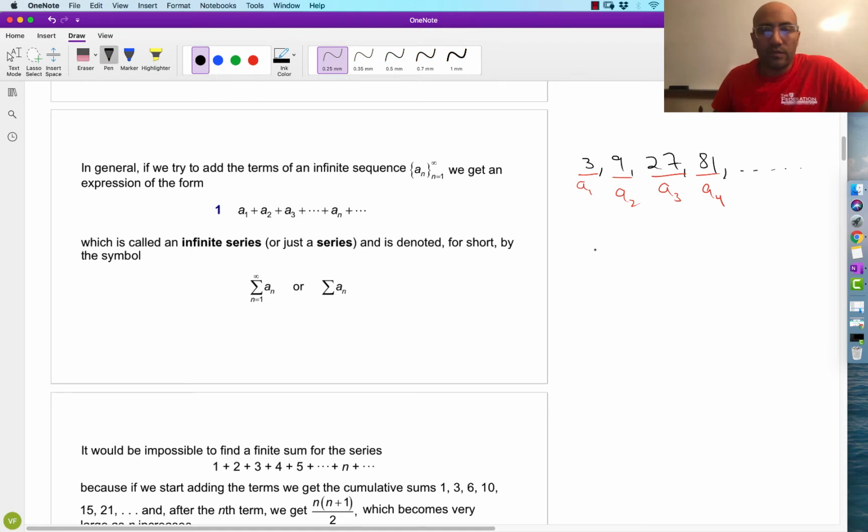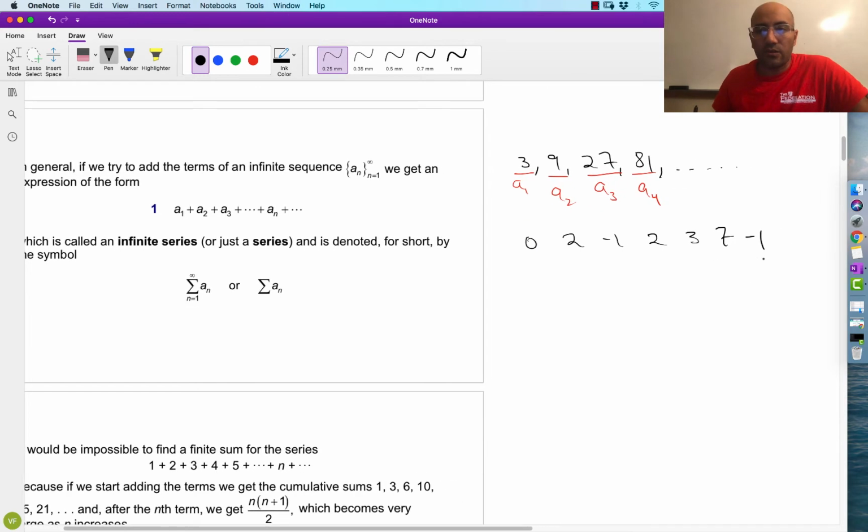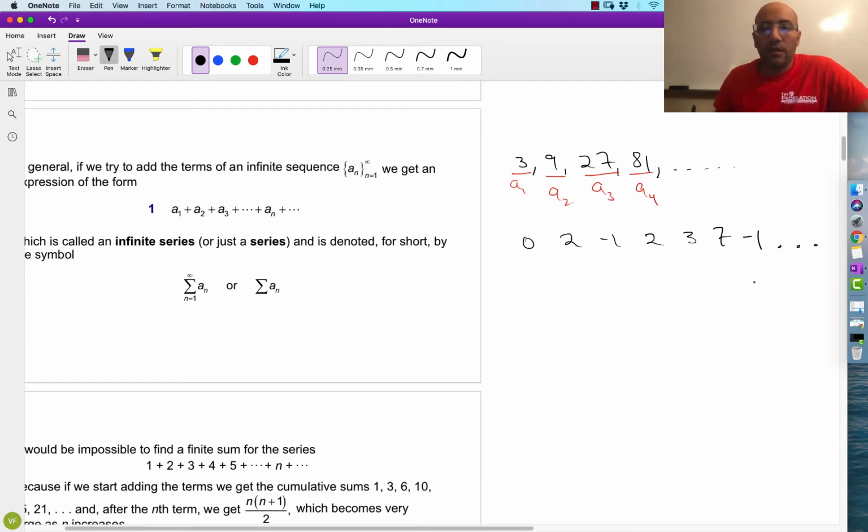It could also be a sequence that doesn't have a very obvious pattern, like 0, 2, negative 1, 2, 3, 7, negative 1. What is happening? Is there a pattern? Is there no pattern? Well, it's worth investigating. Maybe there is some really cool pattern that helps you predict the next value on the list, or maybe there is no pattern. Either way, when we just have the list of values, that's called a sequence.